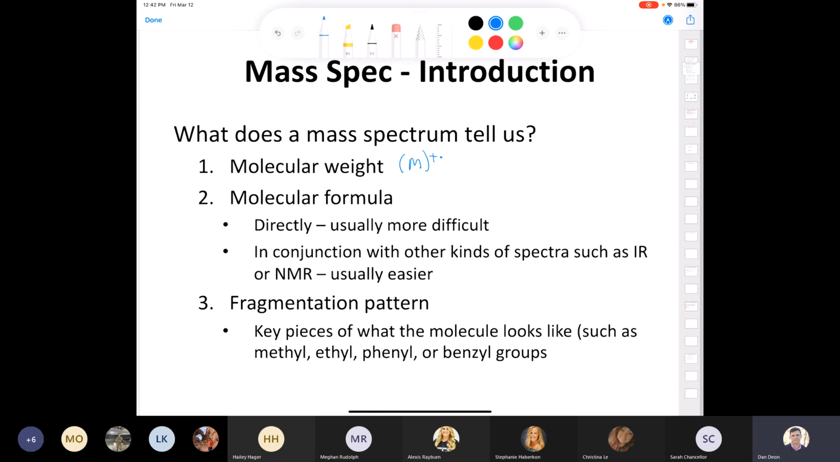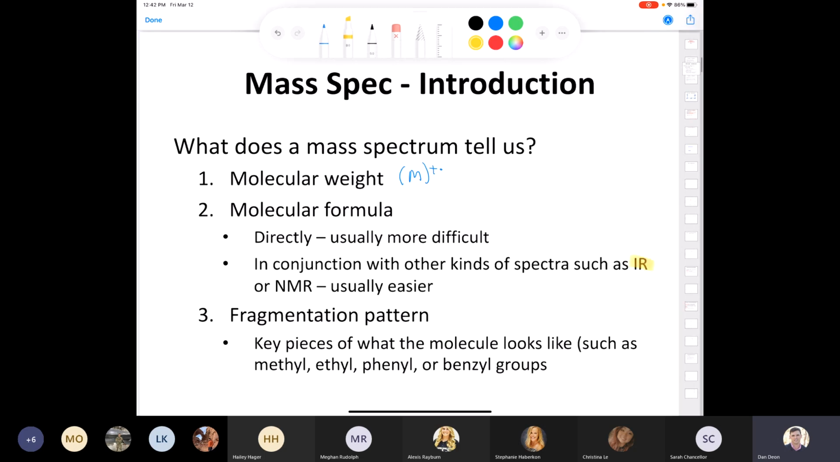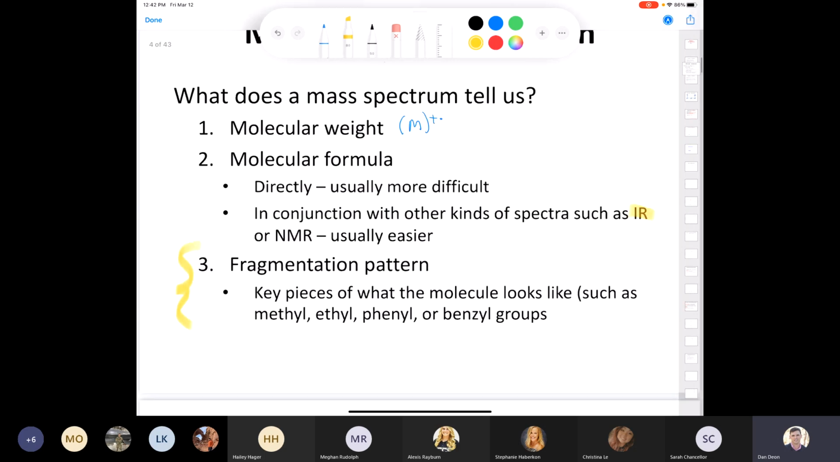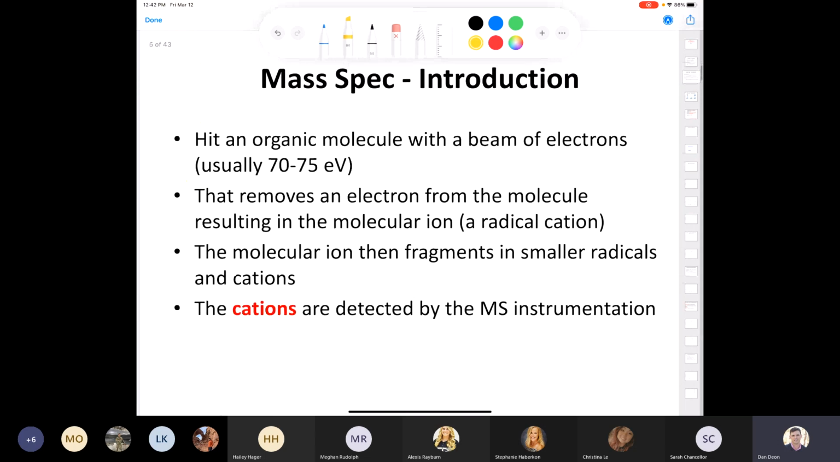And of course, in this assignment that you're going to be working on that's due on the 26th of March, you're going to use infrared in conjunction with the mass spectra in order to determine the structure of some compounds. And then largely what I want to focus on today will be fragmentation patterns. Okay, what does it look like when you lose a methyl or an ethyl or an acyl cation or a propyl or a benzyl, right? Things like that. So that's what we're going to talk about today.